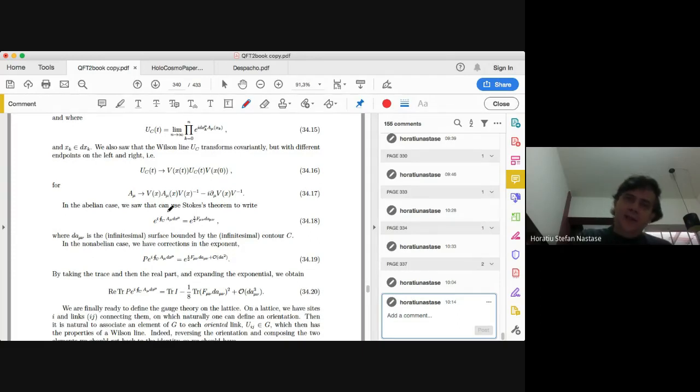Again, we saw that in the abelian case, we can use the Stokes theorem to write this in the exponential. So the exponential of i integral over a closed path C of A_mu dx^mu, as exponential of i over 2 F_mu nu dA^mu nu. Here it's missing the integral, right?